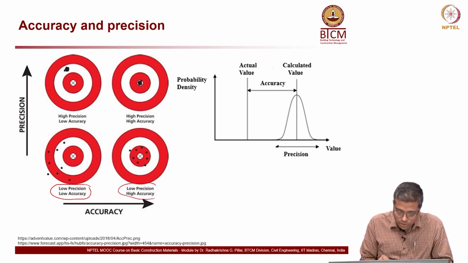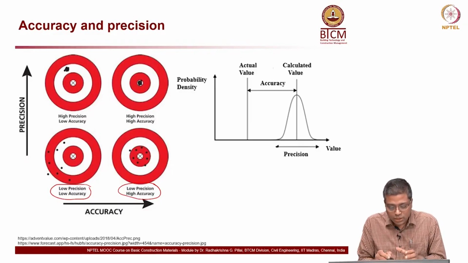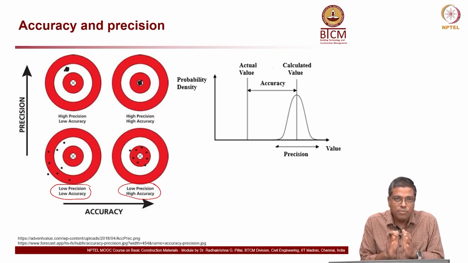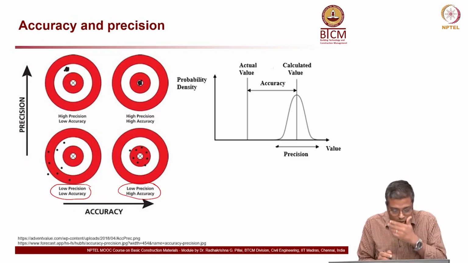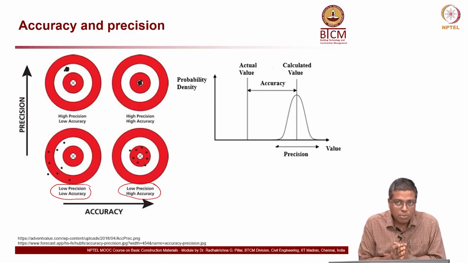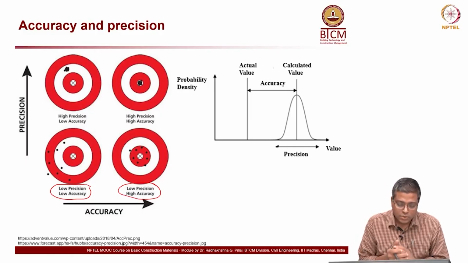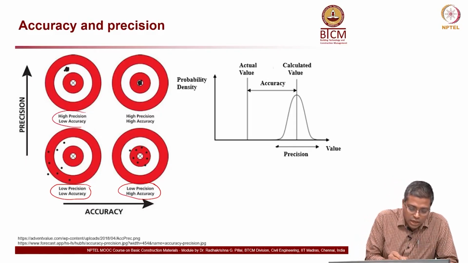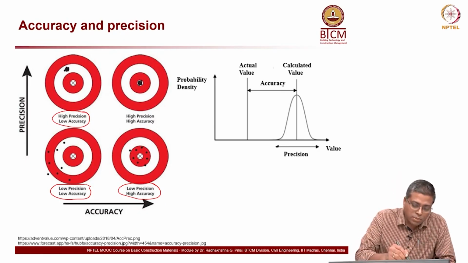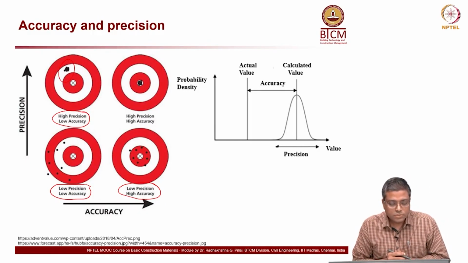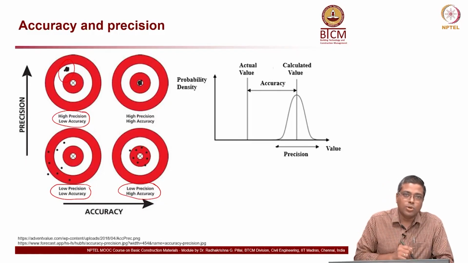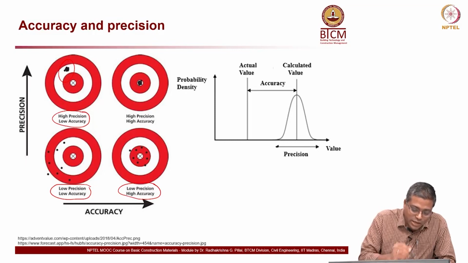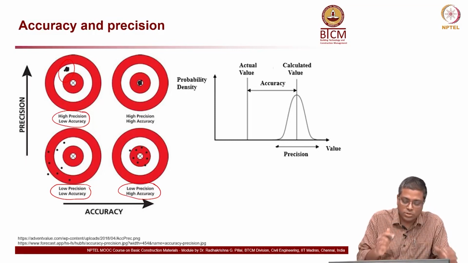Now, here you look at low precision and high accuracy. You see all those black dots are very close to the center point, but not necessarily right on the center. There is still some variability involved in that. So, the precision is not very good, but the accuracy is very good. Now, high precision and low accuracy, top left: all the black dots are very close to each other, but none of them are close to the center point. So, that is the case of low accuracy but high precision.